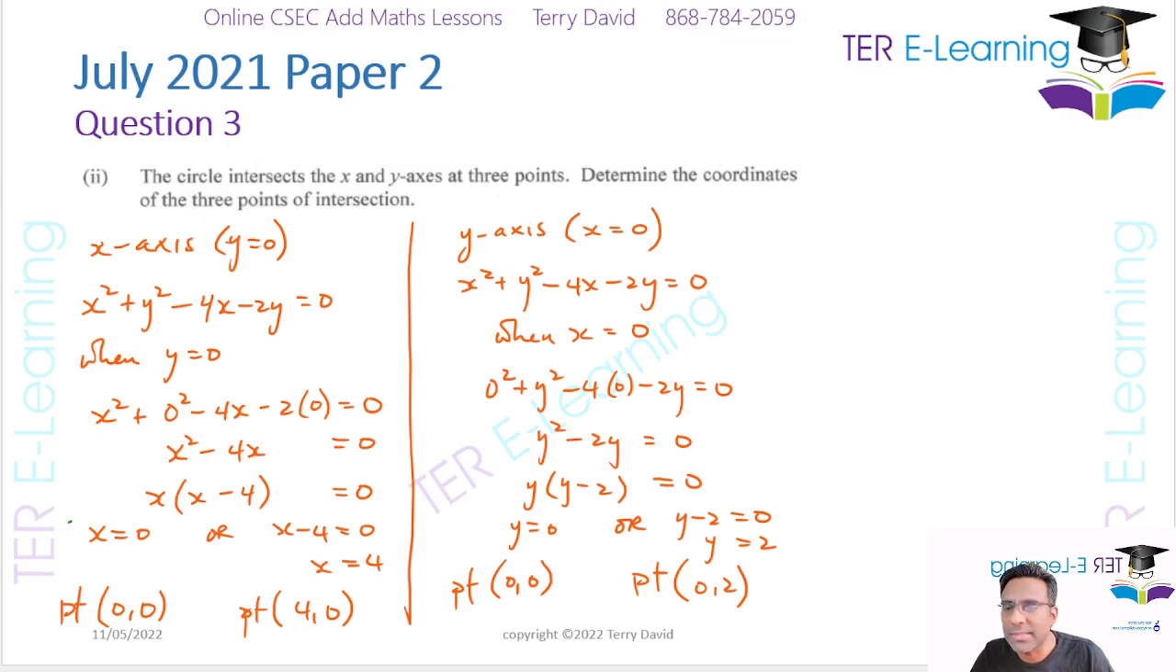Let's go back. Where's the question again? Right. So they said the circle intersects the x and y axis at 3 points. So 0, 0 is a point, 4, 0 is a point, and 0, 2 is a point, because 0, 0 we found twice. So that's the answer for this part here.